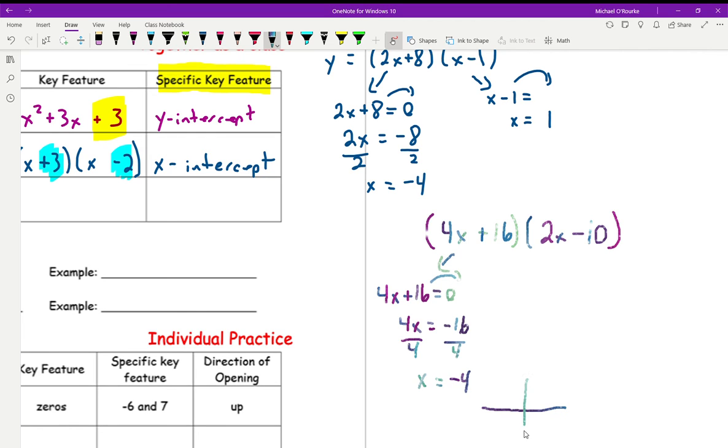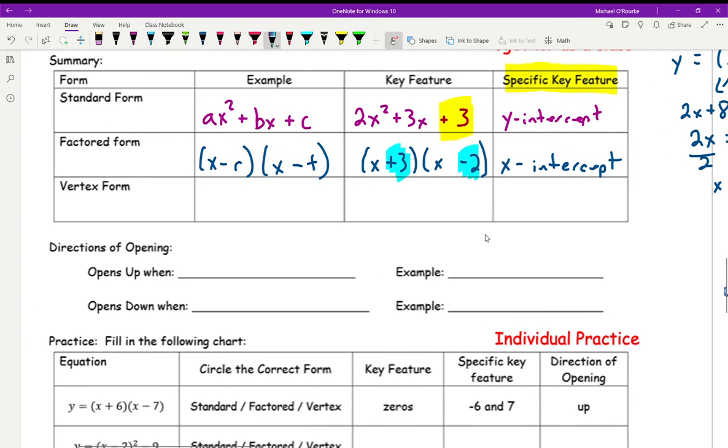So if we were drawing it here, we'd have one thing at negative 4. This one's 2x minus 10 equals 0. So 2x equals 10. Divide by 2, we get x equals 5. So my other one would be at 5. If you ever have numbers in front of the x's here, that's how we solve it.